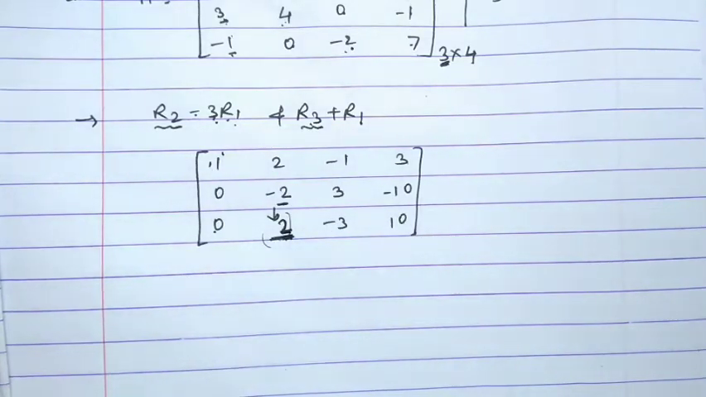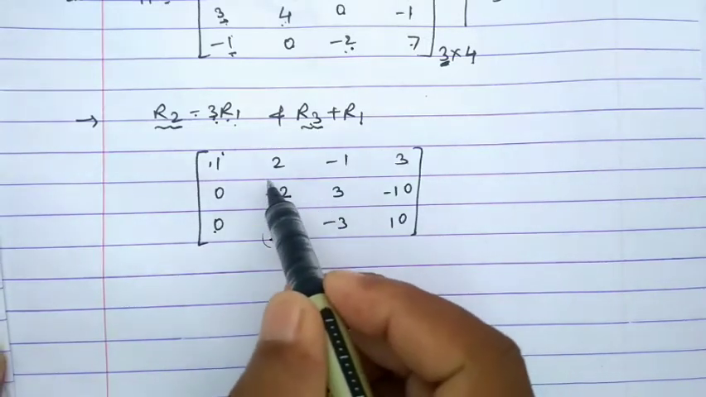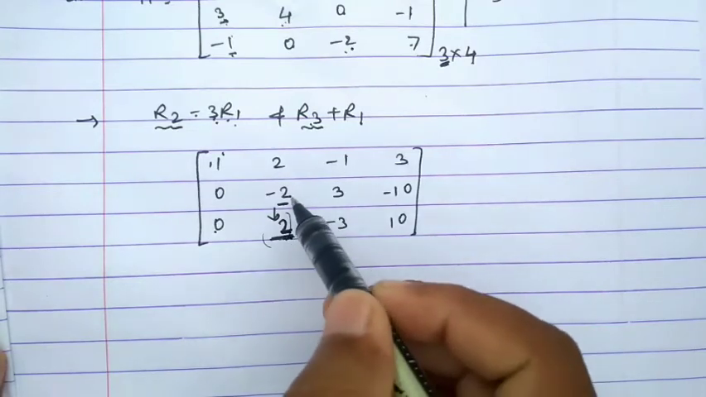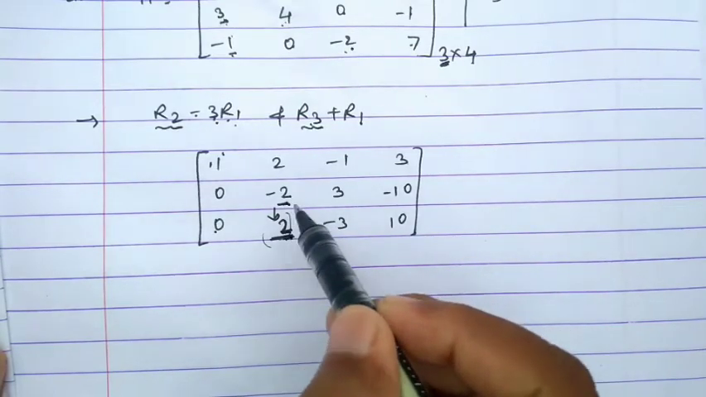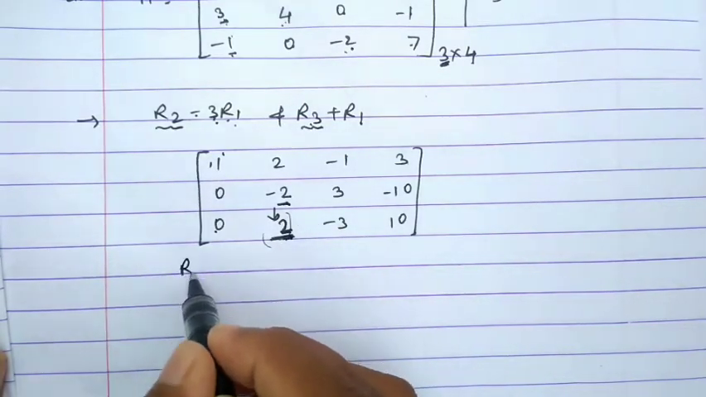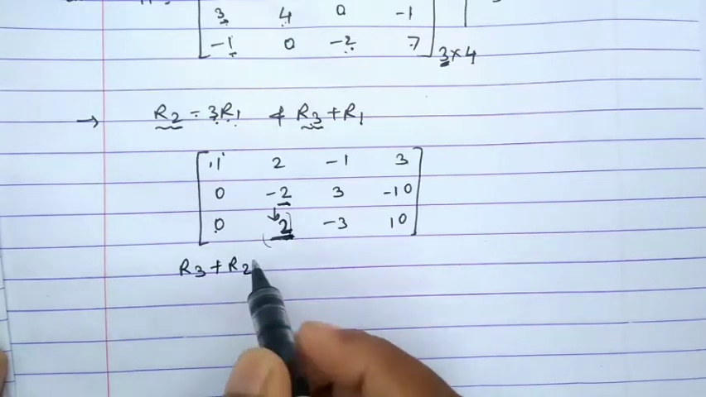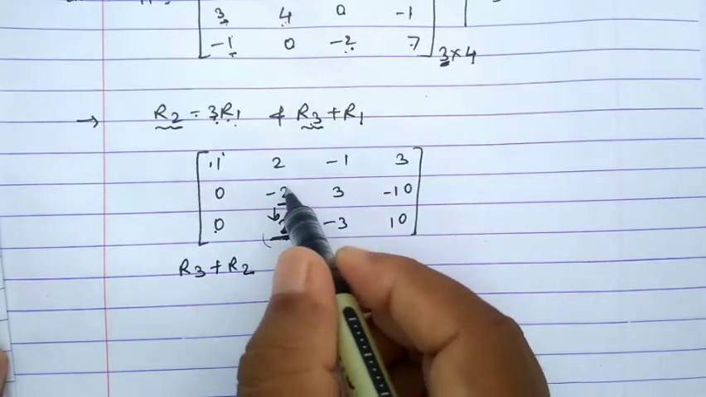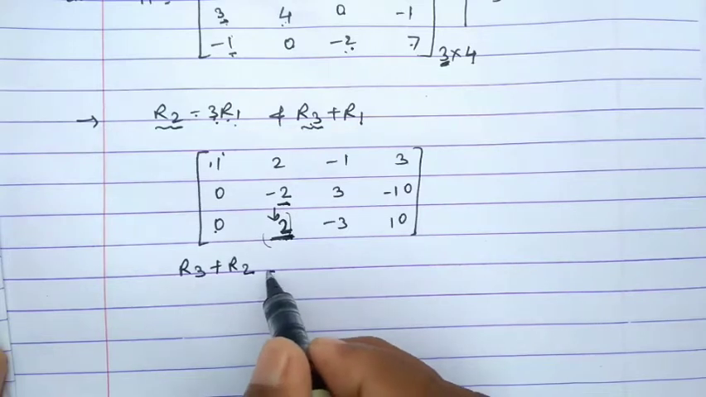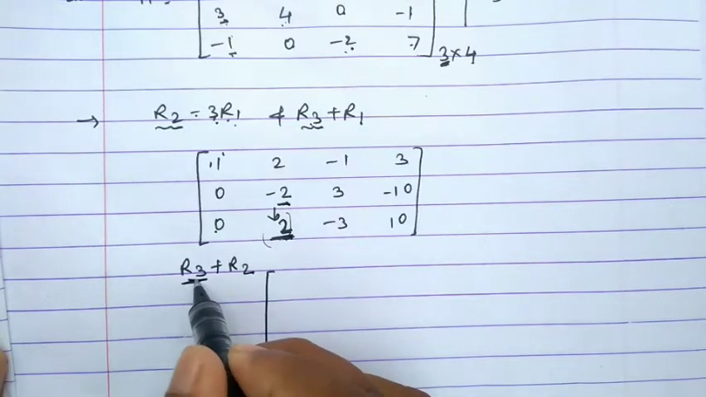Similarly, to make the third column element 0, use only the third row, like that. So by using the second row, you have to make it 0. In the second row, the element is minus 2 and this is 2. So if you take the operation as R3 plus R2, this 2 minus 2 gets cancelled, you will get 0. So there is operation on R3.